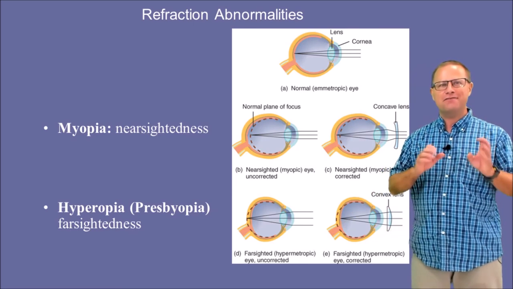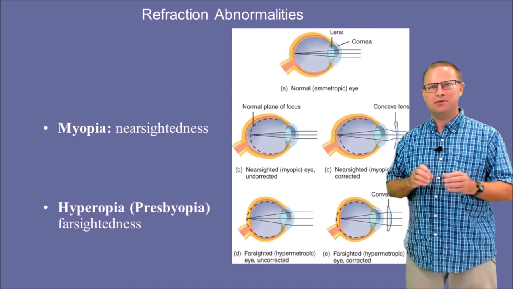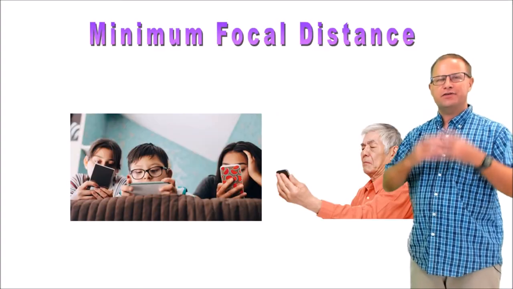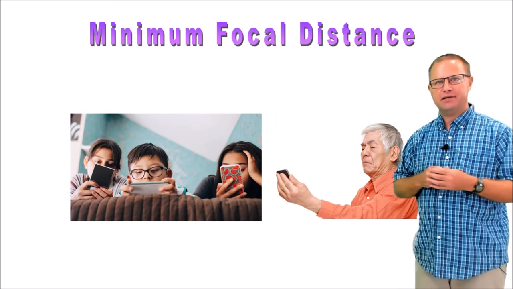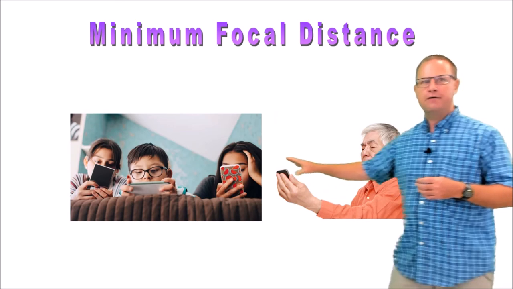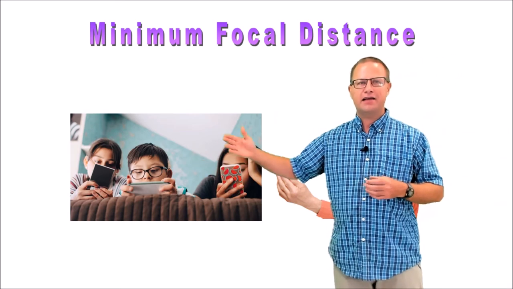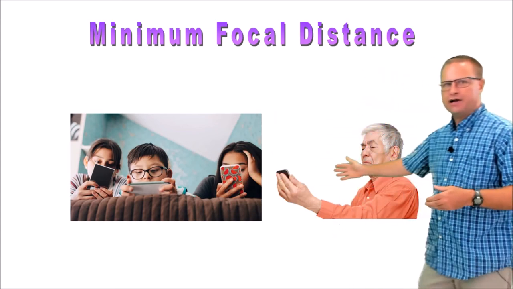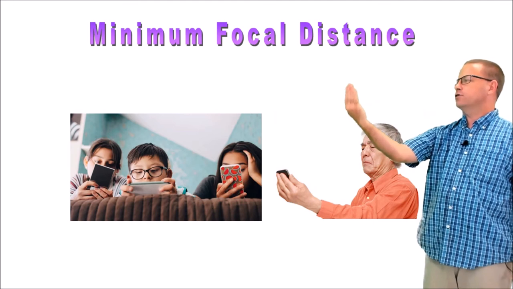Okay, another name for hyperopia is presbyopia. And what does presbyopia mean? It means old people vision. So the next time you're hanging around the house with your extended family, take a look at how your grandfather looks at the phone versus how the grandkids look at the phone. Grandkids can hold the phone very, very close. They can focus on things that are very near to them, whereas your grandfather or grandmother might have to hold that phone a little bit further away.